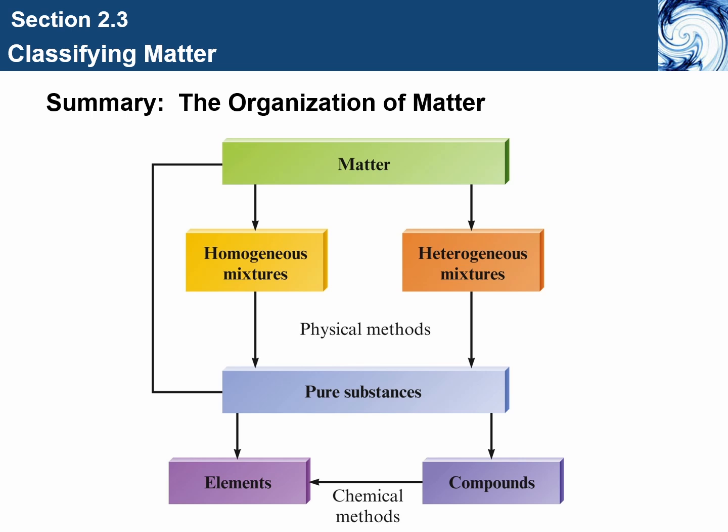Elements cannot be broken down chemically into simpler substances. Compounds contain more than one kind of atom in a fixed composition and can be broken down into elements by chemical methods. The most important distinction is that a physical method separates substances already present in a mixture, while chemical methods separate a compound into different substances. You've done it. Chapter 2 is complete.